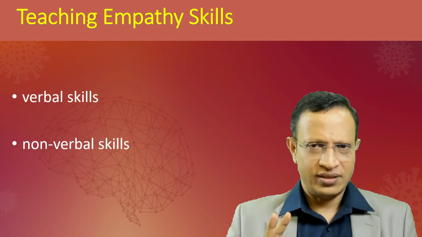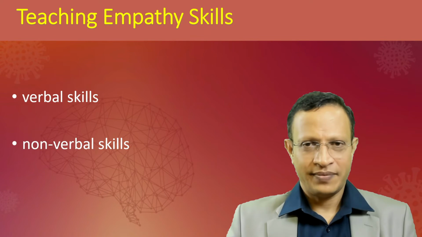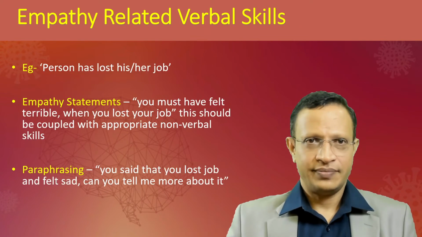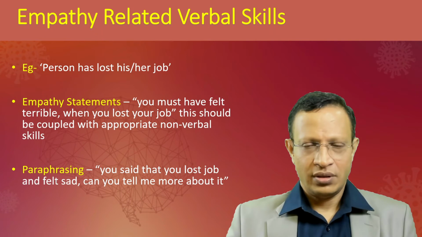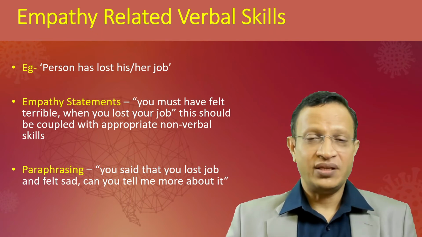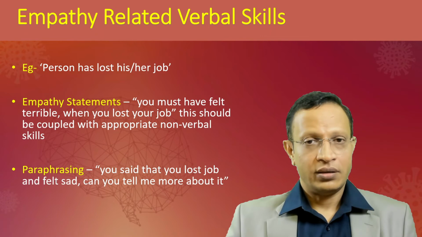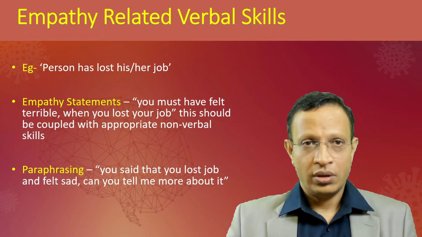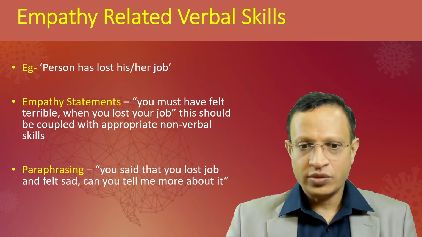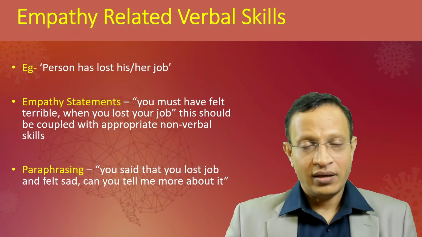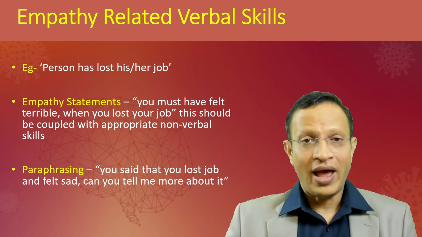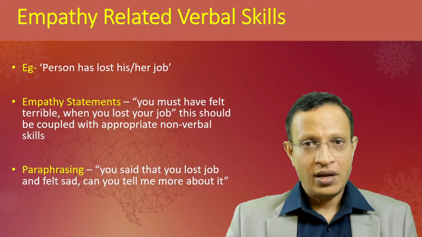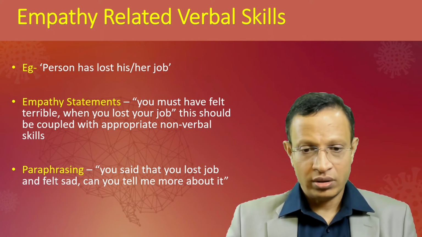There are two important things, verbal skills and non-verbal skills. So let's move into verbal skills. First and foremost, one needs to understand empathy statements. Here, the child and the adolescent should know that when a person has lost his job or lost his pencil, maybe he has lost his book, and the person is feeling sad or angry, the child needs to help him. And also, the child should be able to express, you must have felt terrible when you lost the job or when you lost the book.